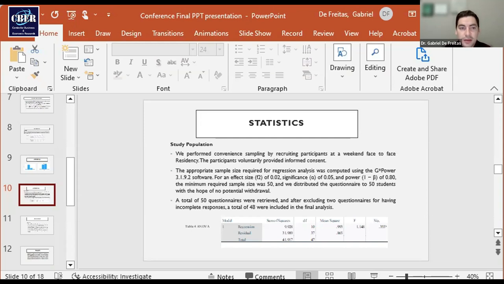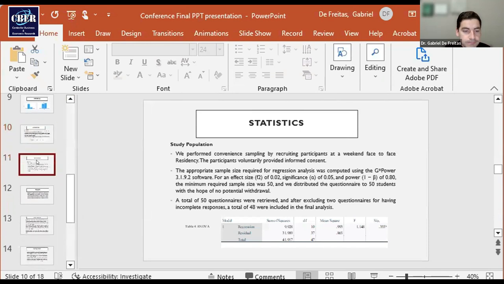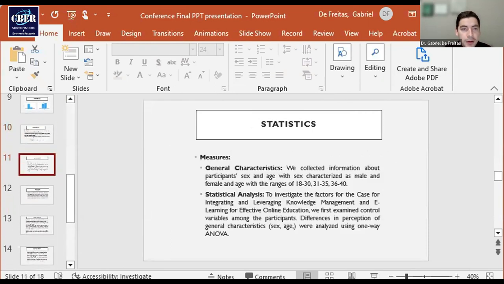In this slide, we can see table four, ANOVA, which represents a one-way ANOVA statistical analysis that was employed for this study. The results are explained in the following slide. For the general characteristics of this study, we collected information about participant sex and age, with sex characterized as male and female, and age with the ranges of 18 to 30, 31 to 35, and 36 and older.